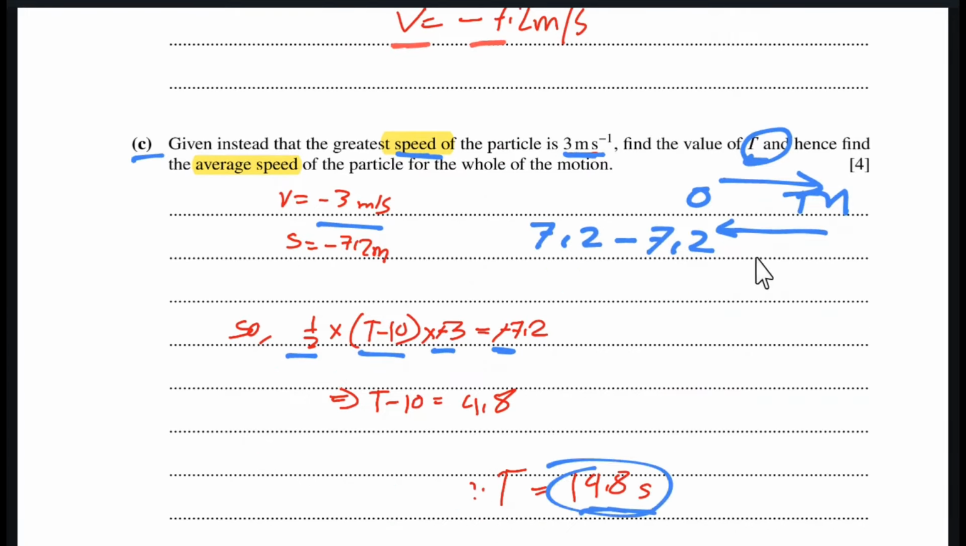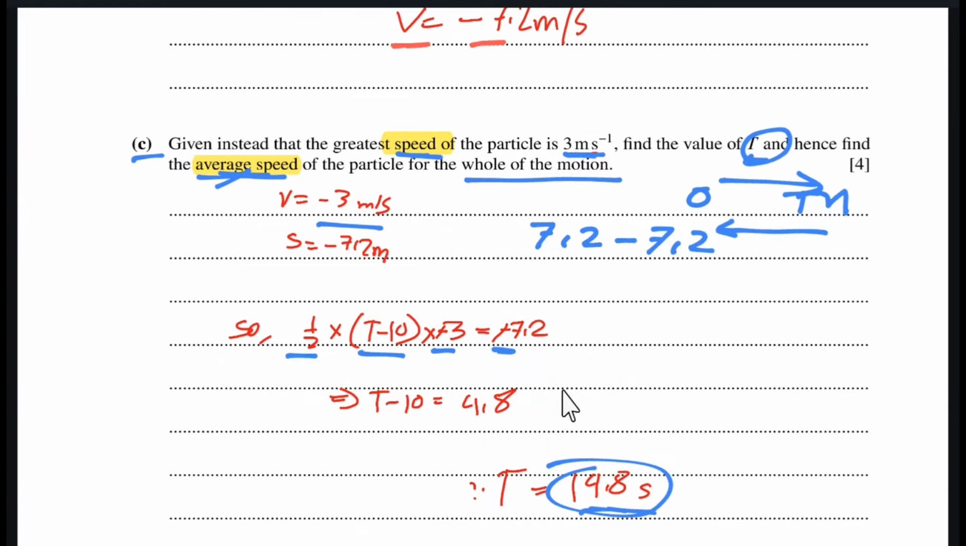Now we need to find the average speed. Again, it mentions the speed and not the velocity. So we need to find the average speed of the particle for the whole motion. To find the average speed, we need to first find the total time and then the total distance. It is distance and not the displacement since it is speed.